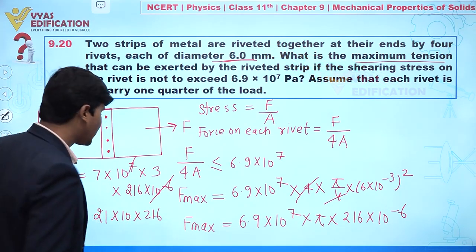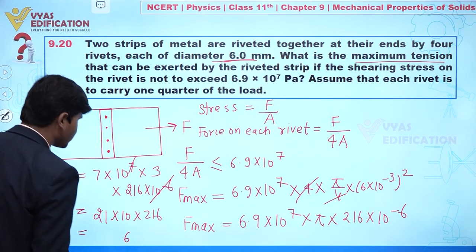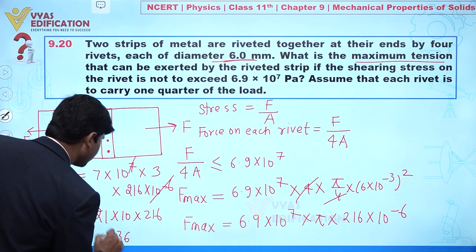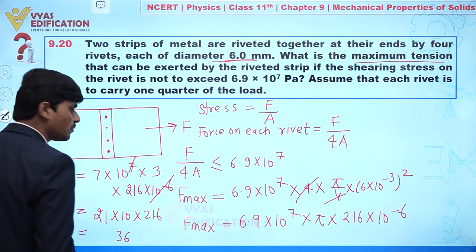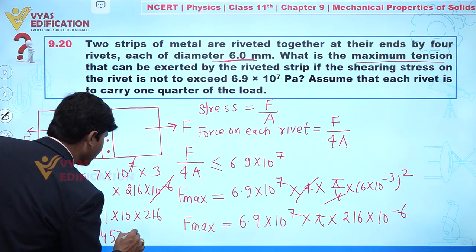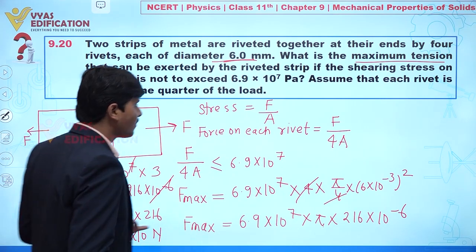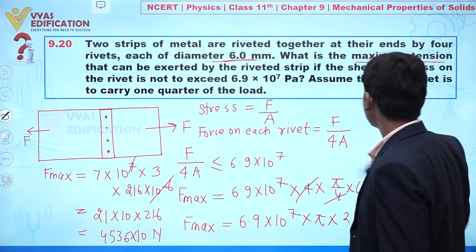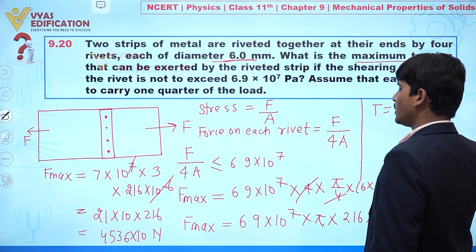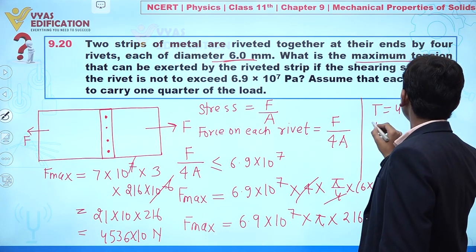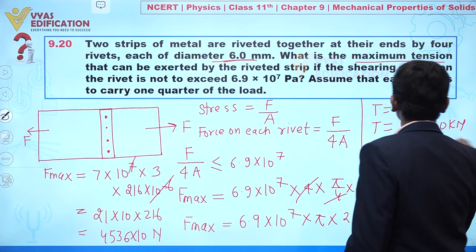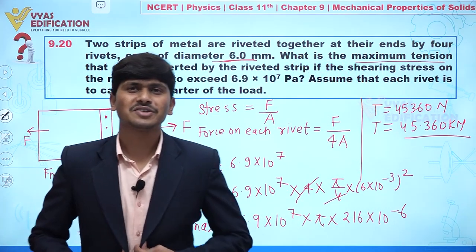If you multiply 216 with 21, you get 4536, multiplied with 10. So the maximum tension we are getting in this question, T, is equal to 45360 Newton, or you can write this as 45.360 kilonewton. So this is all about this question.